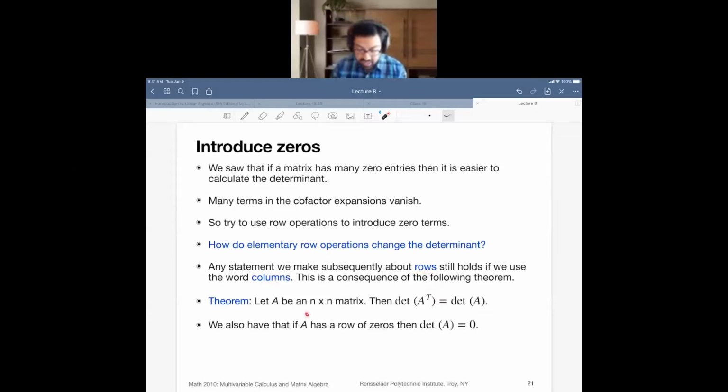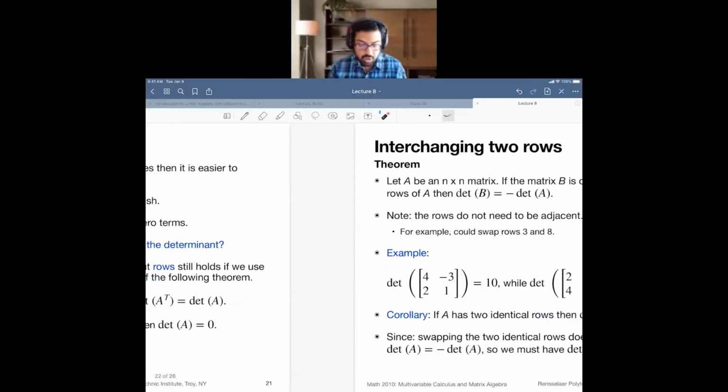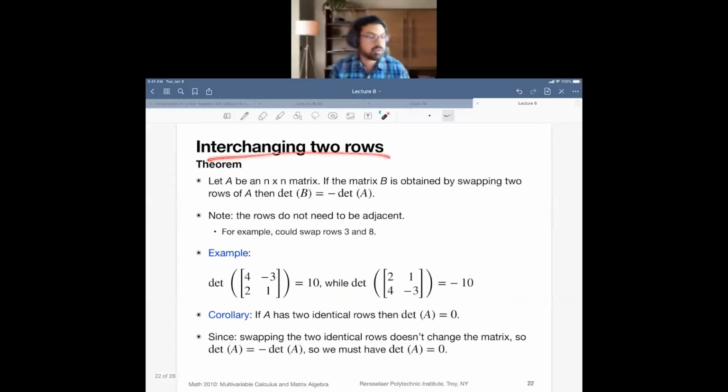We also have, suppose we have A, which has a row of zeros, or columns, because we have already said this statement, the determinant of that particular matrix is going to be zero. So if you have a situation where a row, before you did row operations or after you did row operations, becomes all zeros, then the determinant of that particular matrix is going to be zero. Same applies for columns.